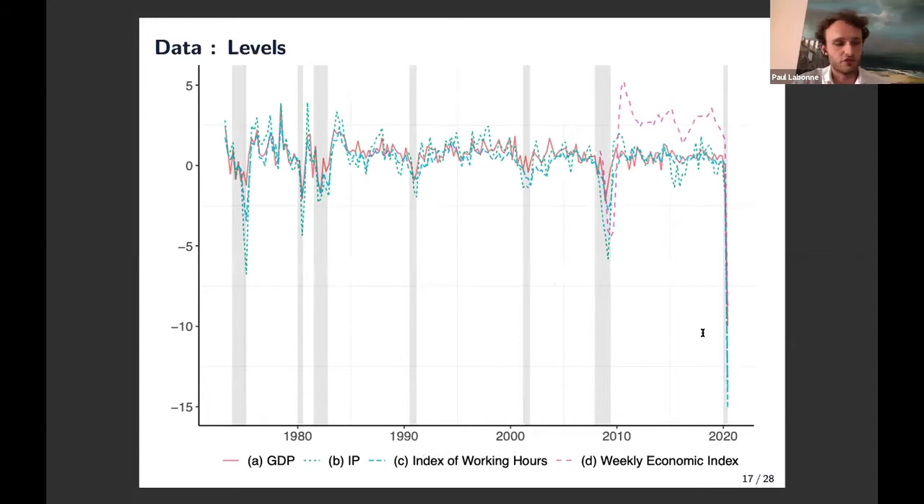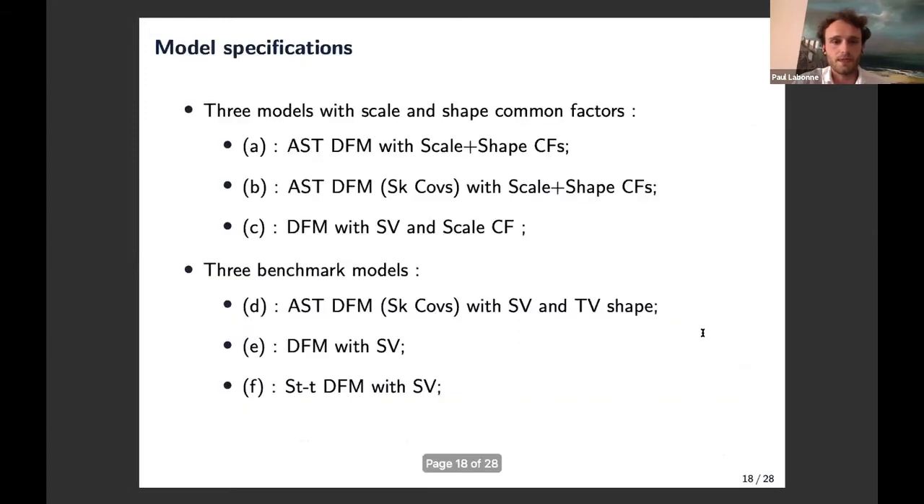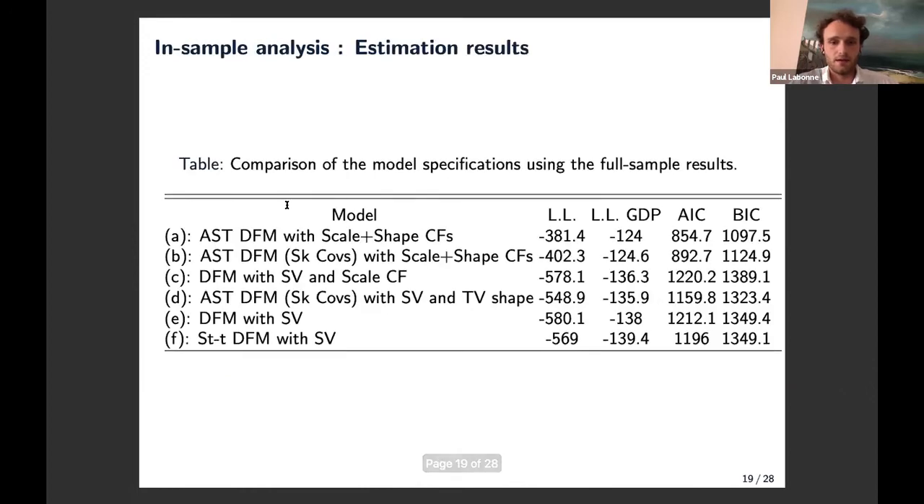So here I'm just showing the data. I'm comparing 6 different models. So 3 models do not feature the common factor in scale and shape parameters. And then I'm comparing this to 3 other models, which do include the common factor in scale and shape parameters. I'm showing that if we include common factor in scale and shape, we have an improvement in the log likelihood attached to GDP.